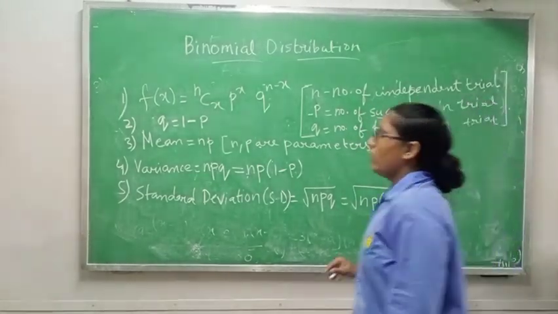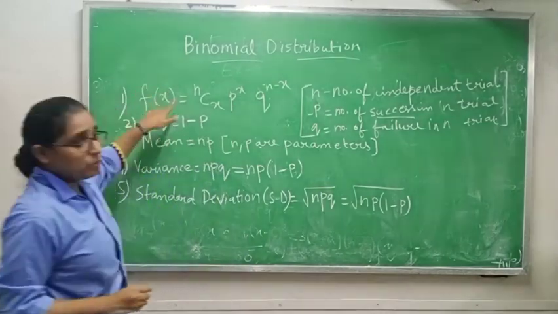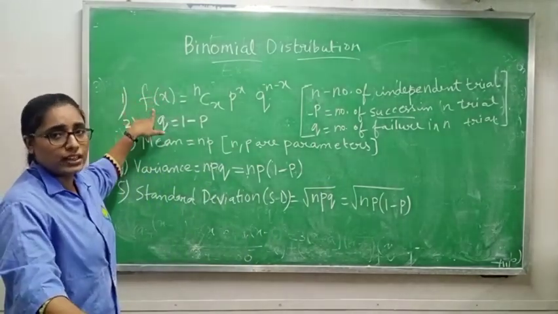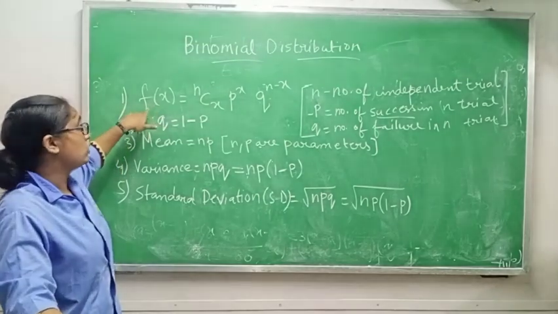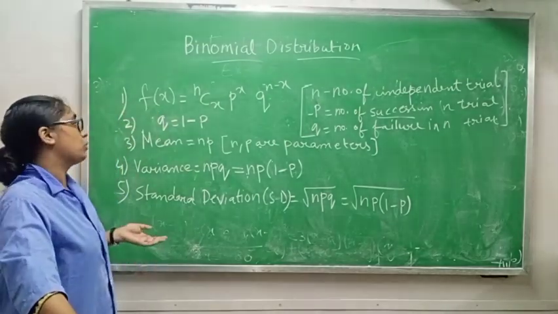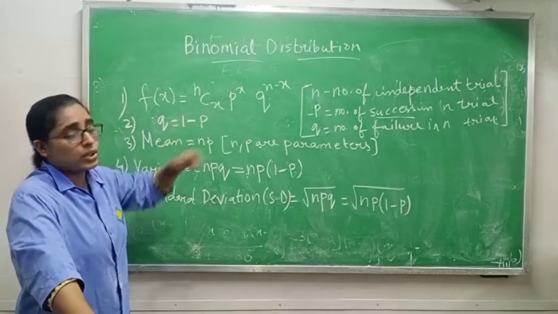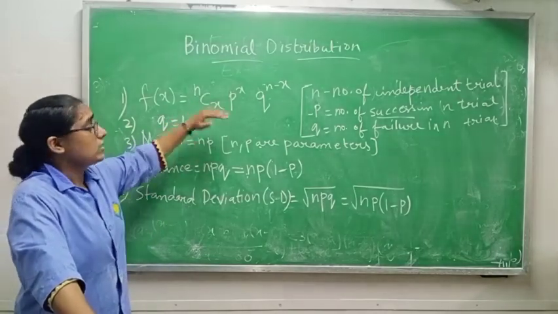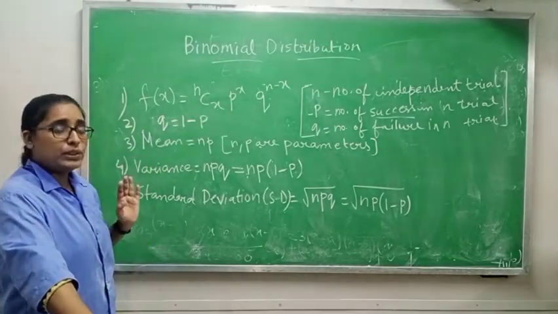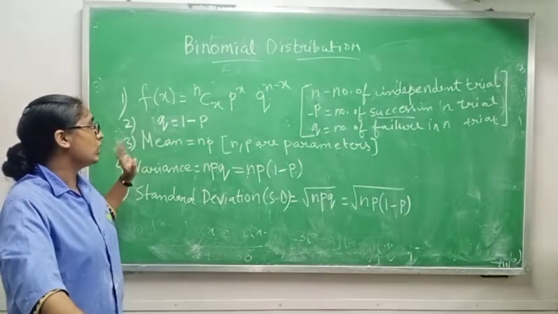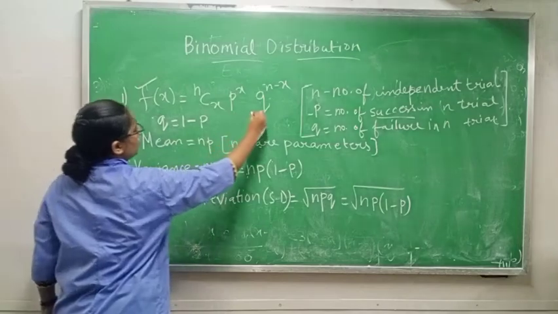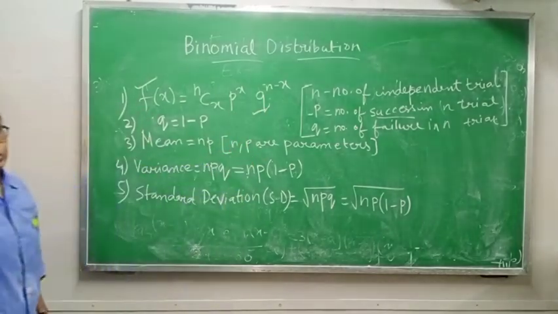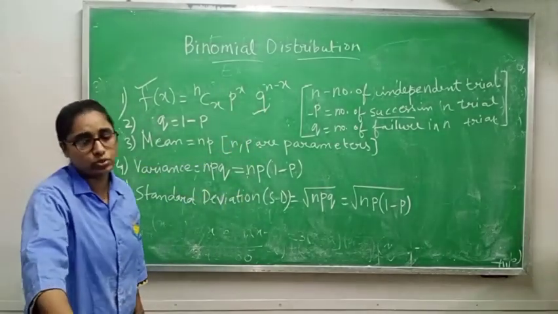Now f(x) is the probability function which we had done in the last class in random variable, which can be denoted by p(x) also and f(x) also. And x is the number of successful trials. When you do the questions, you will understand one by one. This formula f(x) is important because we will use it in each and every question. This is also known as Bernoulli theorem.